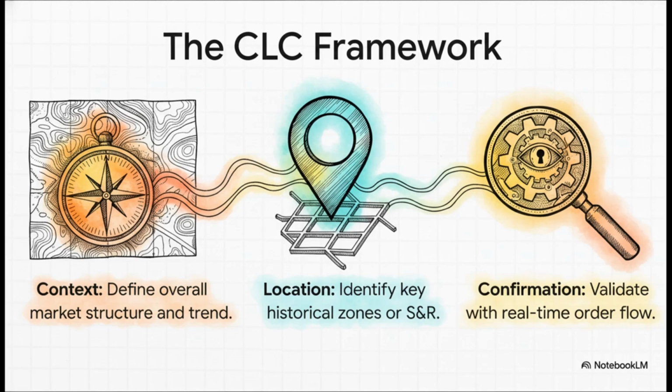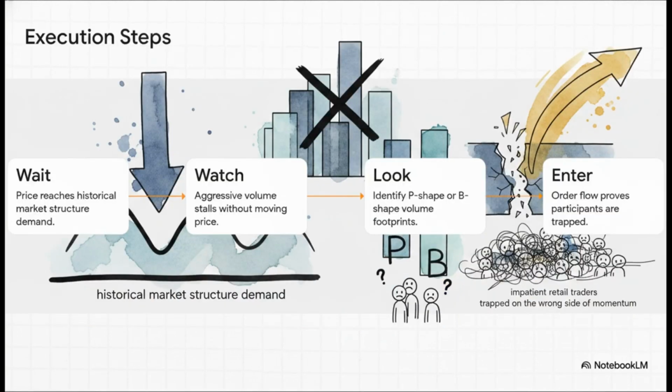Second, you wait for the price to hit a precise location. Think major Fibonacci levels or historical supply zones. And only then, third, do you use order flow as your absolute confirmation to actually pull the trigger. When price reaches your chosen location, you watch for that aggressive volume to stall. Specifically, you want to look for a P-shape or a B-shape volume footprint on your charts.